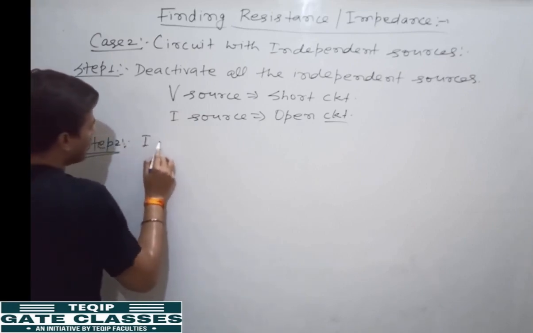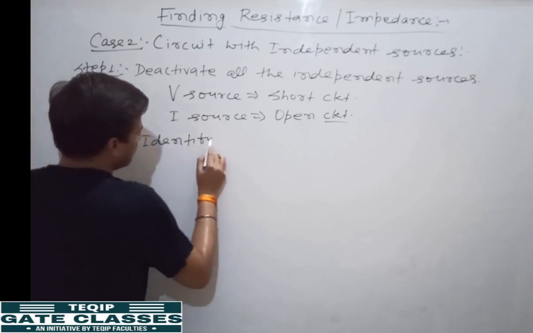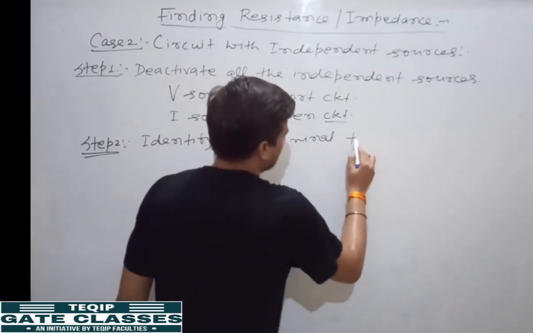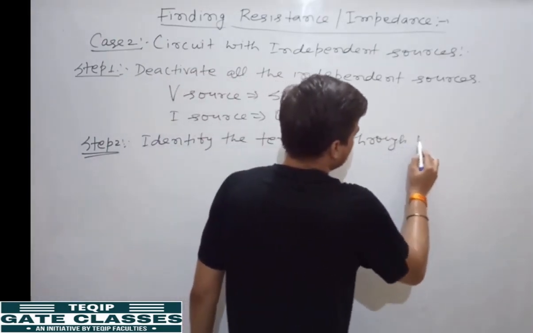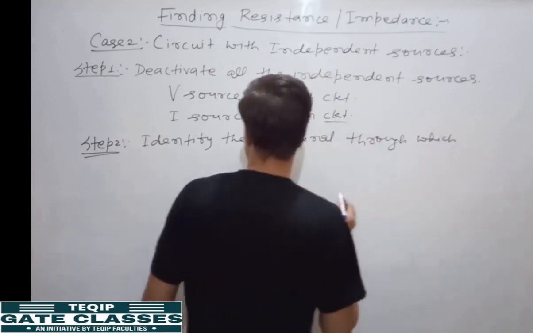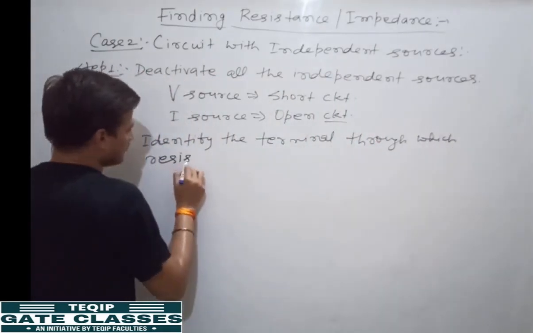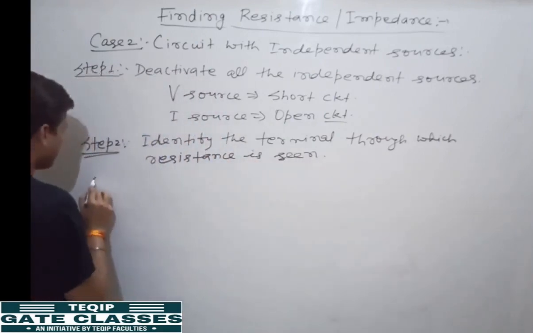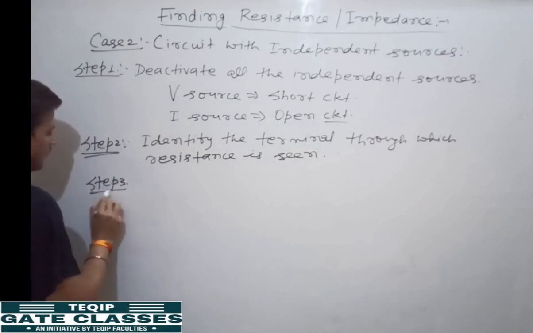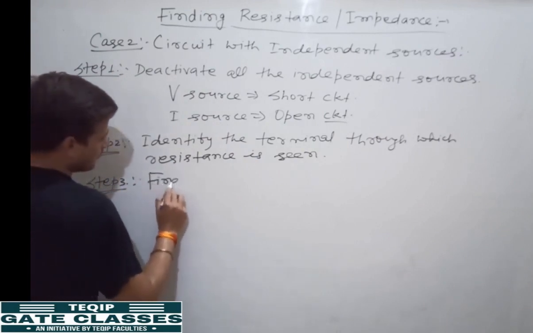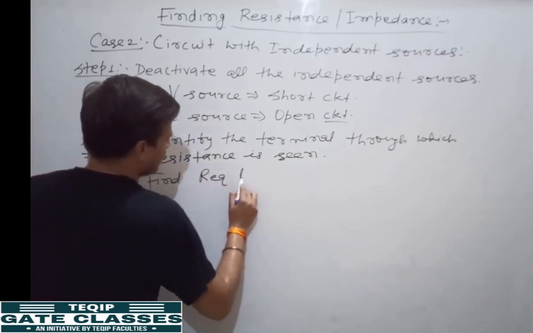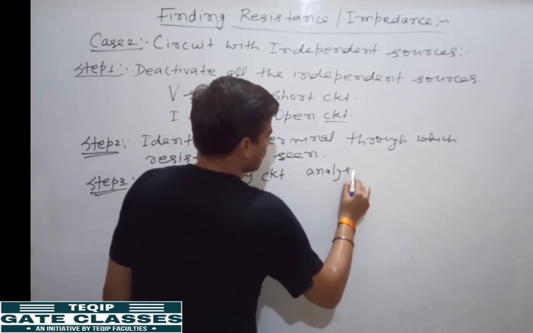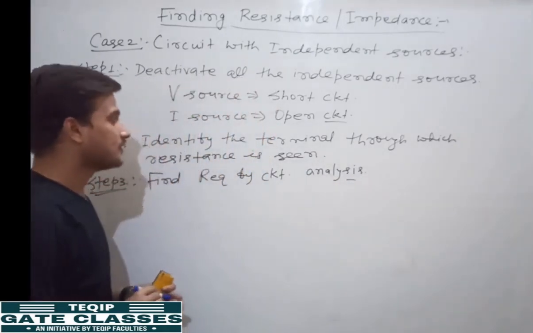Second step. Next you have to identify the terminal through which resistance is seen. Step 3. Find R equivalent by circuit analysis.